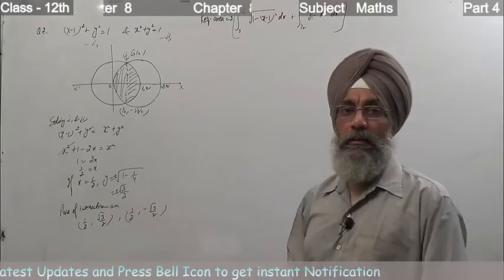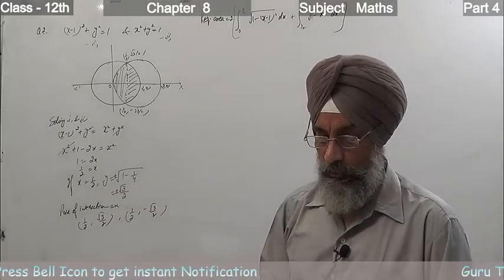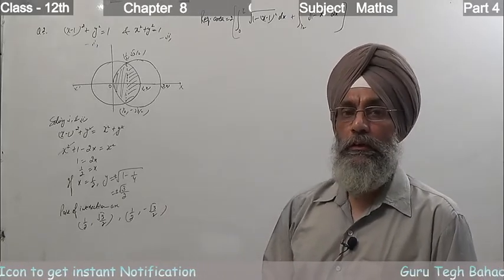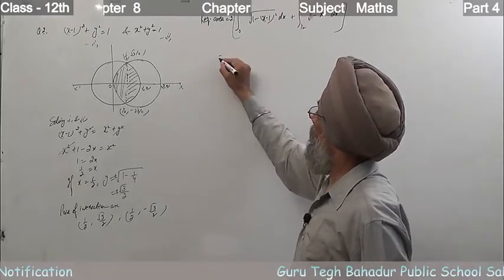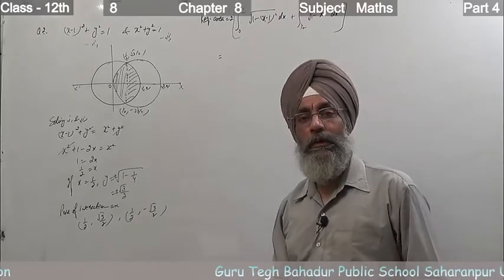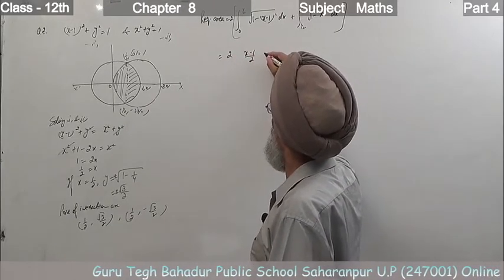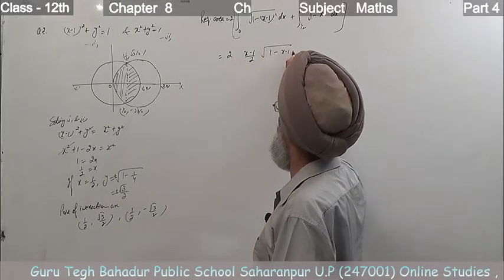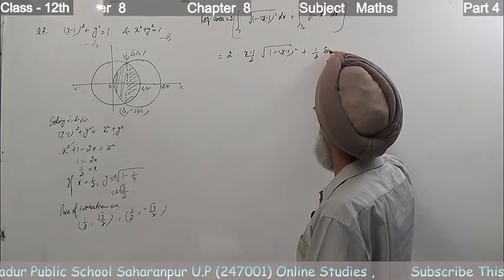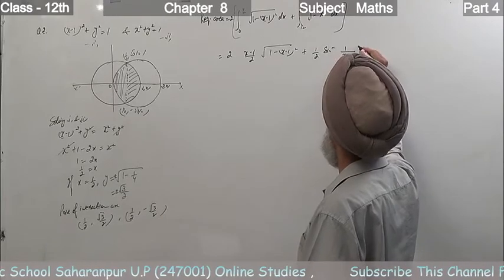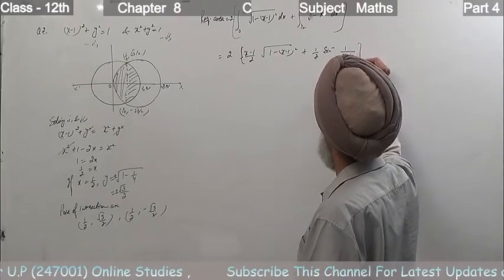If it says that it lies above the x-axis, then we do not take 2 here, but there is no such condition mentioned in this question. So, it is symmetric about the x-axis, so we take twice of this one. Now, the integral of square root of a square minus x square is x upon 2 square root of a square minus x square plus a square upon 2 sine inverse x upon a. So, x upon 2 square root of 1 minus (x minus 1) square, plus a square upon 2 sine inverse, that is from 0 to 1.